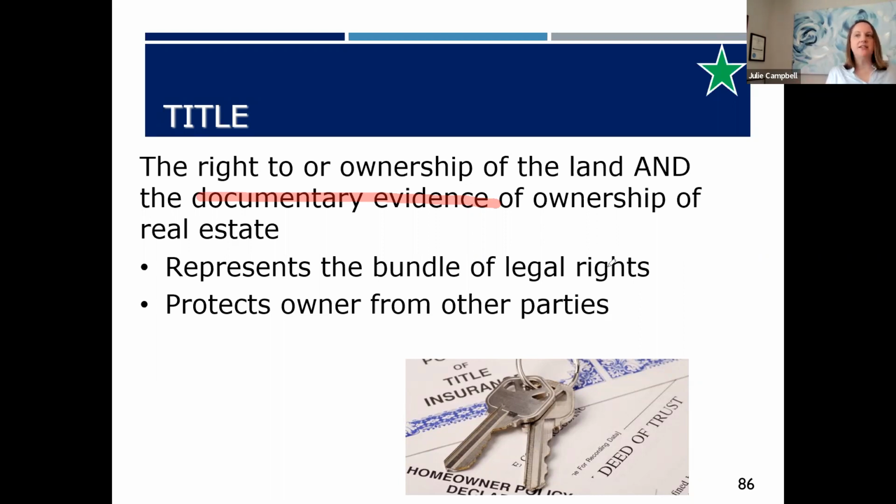The title is the idea. The deed is the tangible proof. The deed is what you have to touch, showing that you are the owner of record. The deed is what can help protect you as the owner of record from third parties. We talked about our bundle of legal rights. That's the idea behind the title and what it represents, our deed. Like we said, the deed is the documentary evidence that protects owners from other parties.